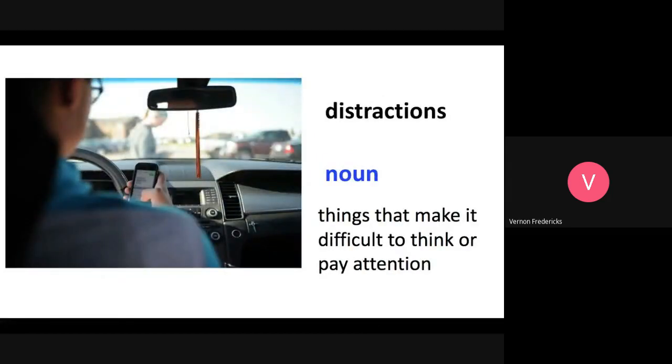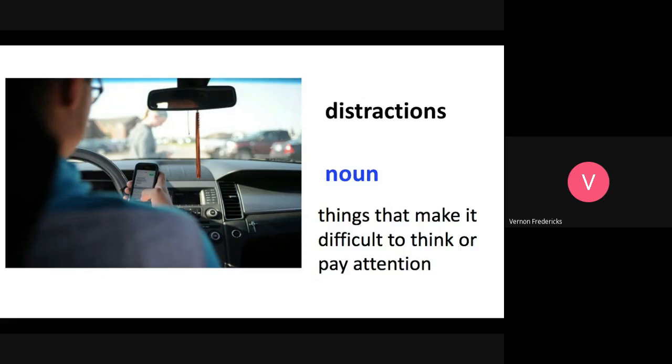Okay, next word is distractions. Now distractions is a noun. Things that make it difficult to think or to pay attention. So students, if you look at that picture, what is this lady doing? She's driving and she is on her cell phone. Is it a good thing? I don't think so. And you know, we also do these things. So what is going to happen now?